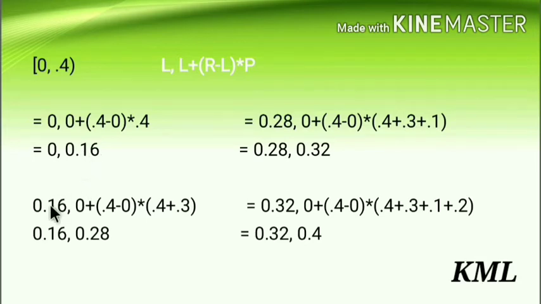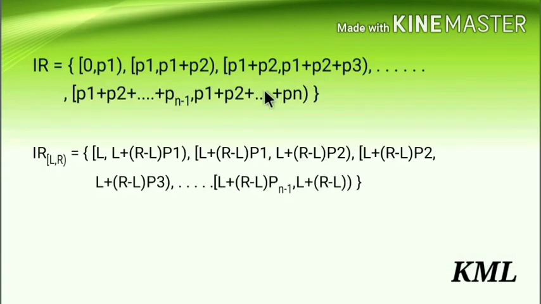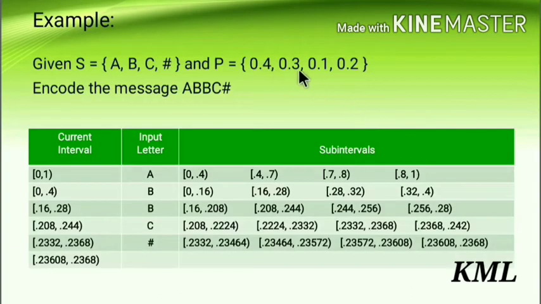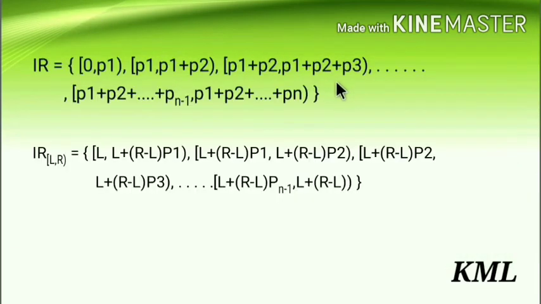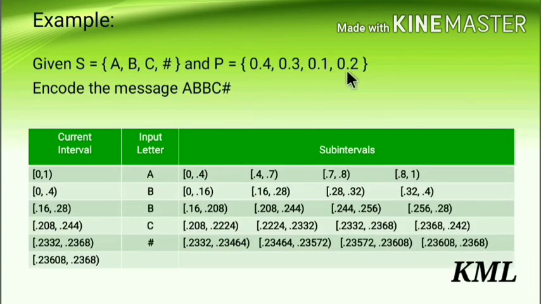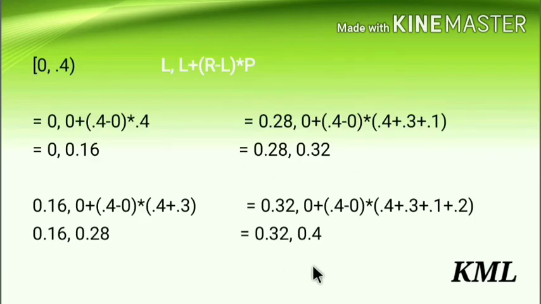So right and left. And about the probabilities, while finding the first subinterval, you have to take P1. While finding second, sum of first two, that is P2. Then while finding the third, you have to take sum of first three. And while finding the fourth, you have to take sum of all the four probabilities. Okay. So this way you have to find the subintervals.